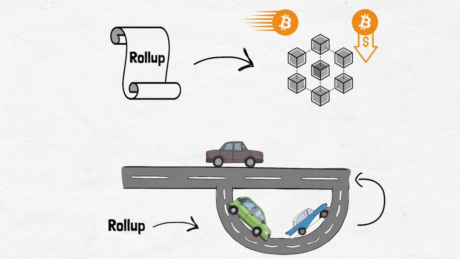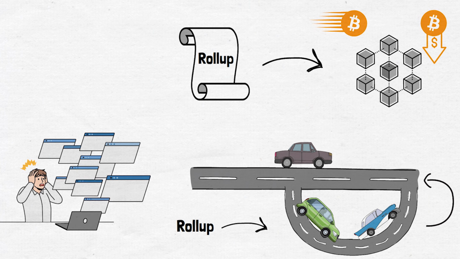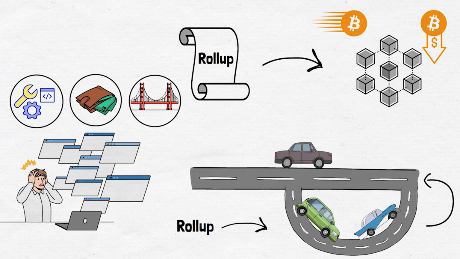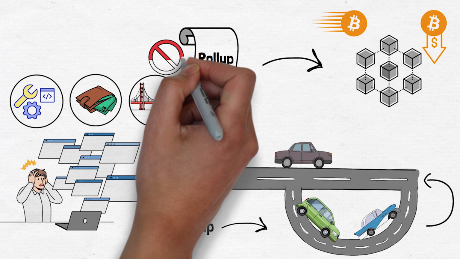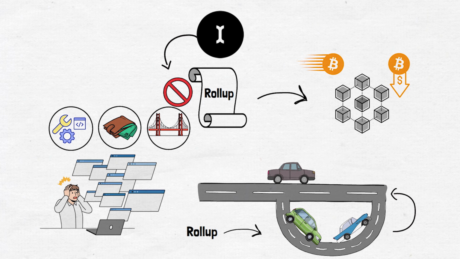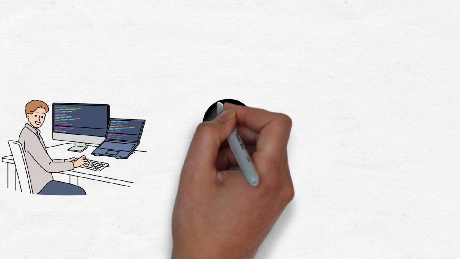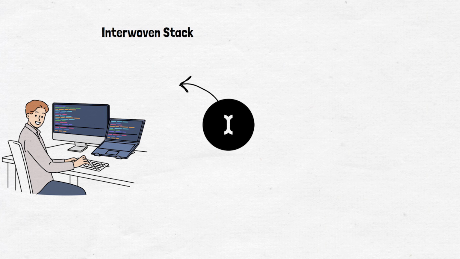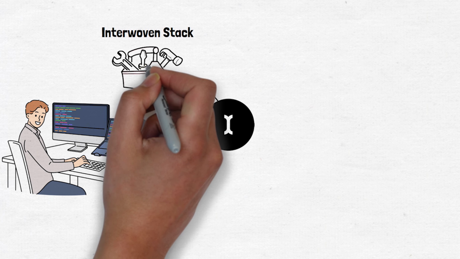Creating these rollups isn't easy. Developers have to figure out which tools to use and build things like wallets or bridges from scratch. That's a lot of work that pulls them away from actually building their rollups. Initia was created to fix this. It started as a project to help developers by giving them a complete set of tools called the Interwoven stack. Think of it like a toolbox that has everything you need to get started.